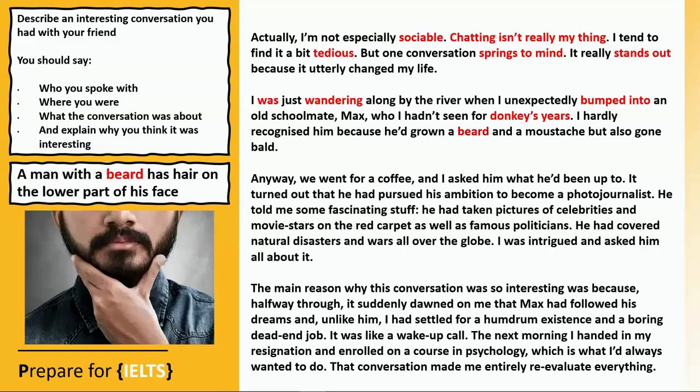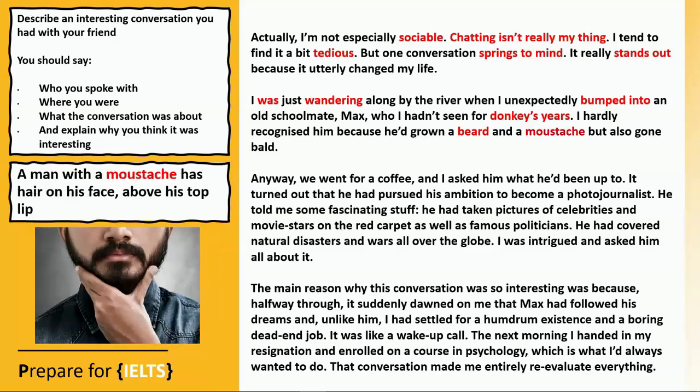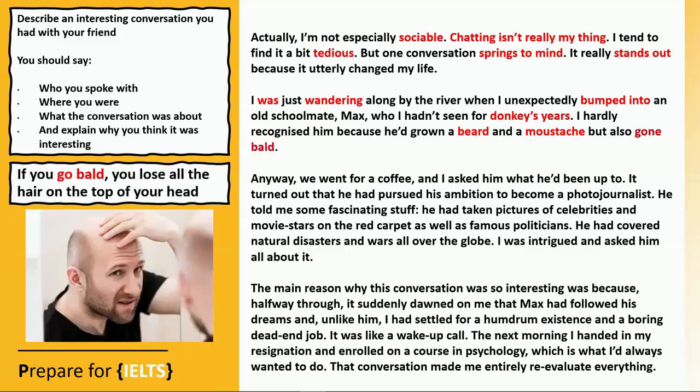A man with a beard has hair on the lower part of his face, so below the mouth, and a man with a moustache has hair on the upper part of his face, so between the mouth and the nose. And somebody who is bald doesn't have any hair on the top of their head. And if you go bald, this is the process of losing your hair. So a great strategy, have some language to describe physical characteristics. It can give you extra things to say.